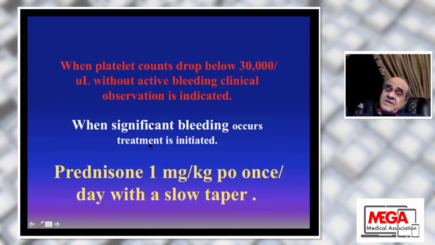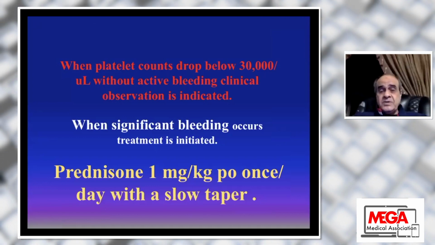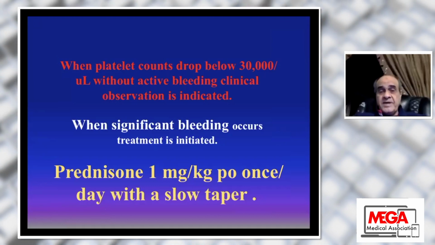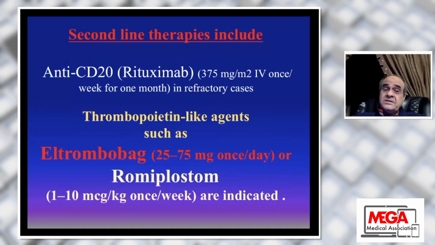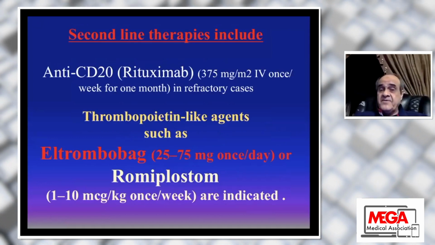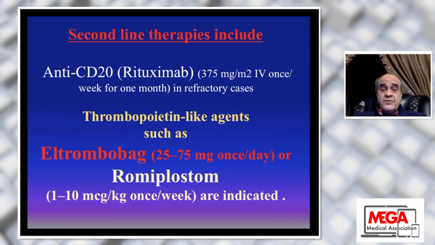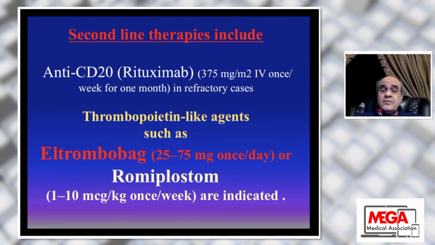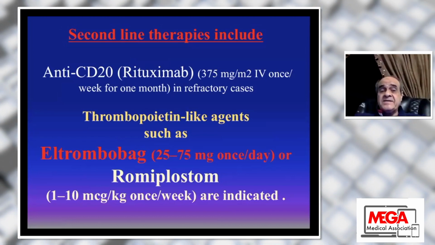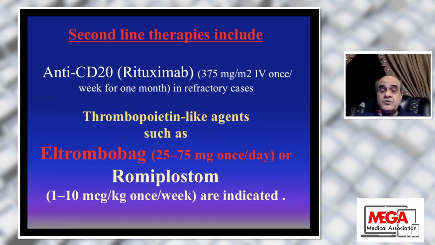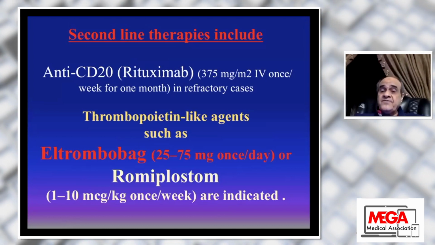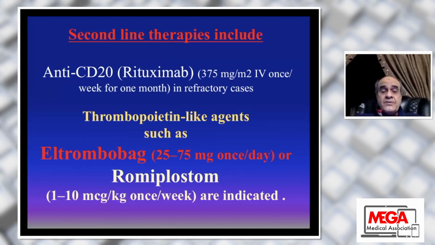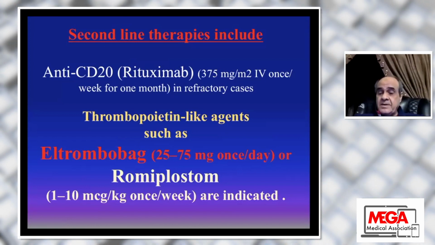For treatment of ITP, we can start corticosteroids, prednisone 1 milligram per kg orally once per day, with slow tapering. We can start anti-CD20, rituximab, 375 milligram per square meter IV once per week for 1 month. In refractory cases, we can use thrombopoietin-like agents such as eltrombopag and romiplostim. Eltrombopag we use 25 to 75 milligram once per day, or romiplostim 1 to 10 microgram per kg once per week.